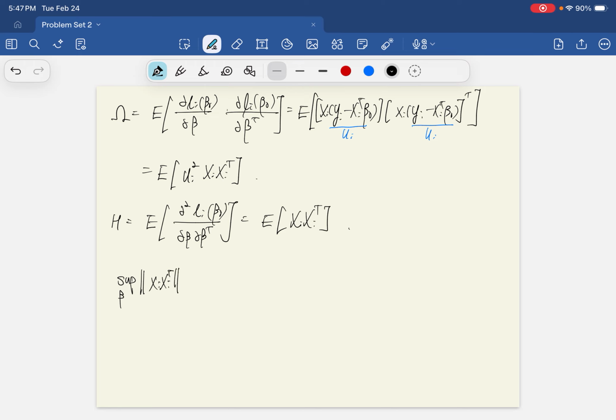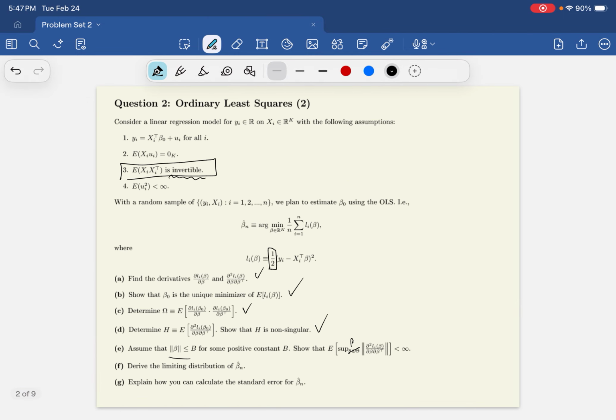So think about this. This is the second order derivative. It does not depend on beta. So there's nothing to take the supremum over, right? This is just this guy, okay? And then if the norm of xi xi transpose has a finite expectation, then we get the desired outcome. So this is also simple.